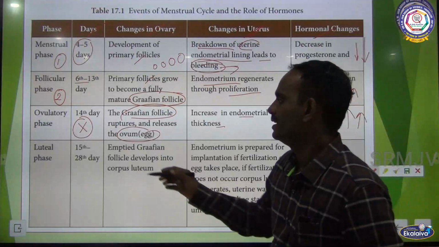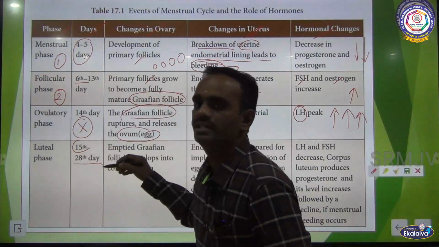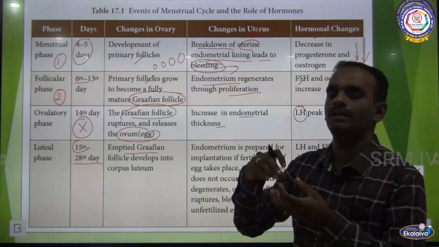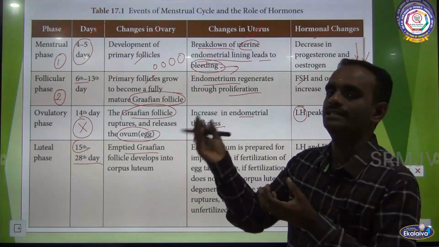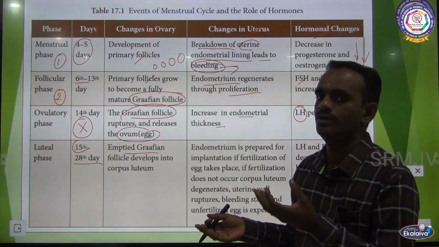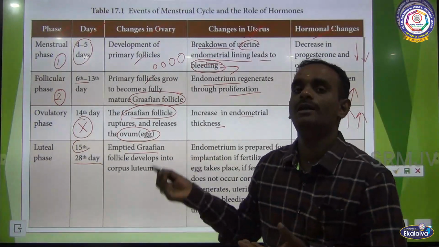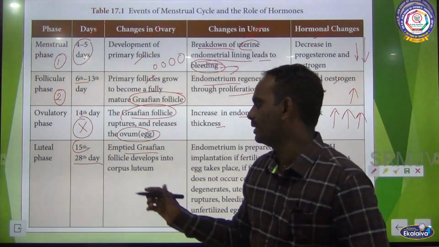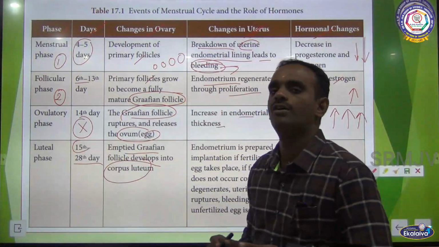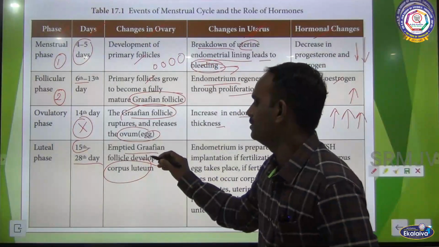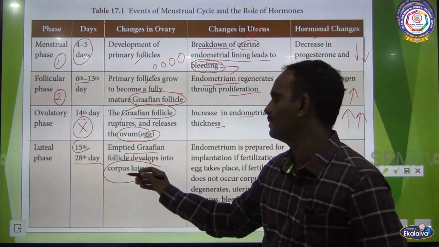It starts from the 15th day and goes to the 28th day. The egg is released from the rupture of the Graafian follicle, so now the Graafian follicle is empty. The empty Graafian follicle develops into a temporary endocrine gland called the corpus luteum. Okay, the Graafian follicle is changed into a corpus luteum.